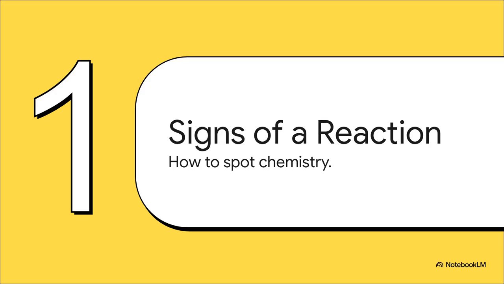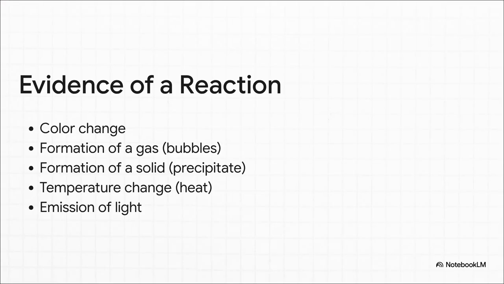Okay, first things first. How do you even know when you're looking at a chemical reaction? I mean, are there clues? It turns out the universe gives us some pretty obvious ones if you know what to look for. Think of these 5 things as chemical fingerprints. If you see a dramatic color change, or bubbles suddenly appearing out of nowhere, or a solid forming in a totally clear liquid, or it suddenly gets hot or cold, or starts glowing, you're not just seeing something cool. You are literally witnessing atoms being rearranged.